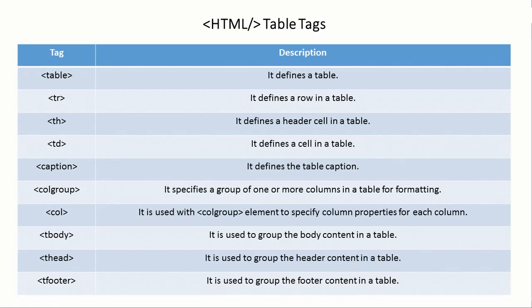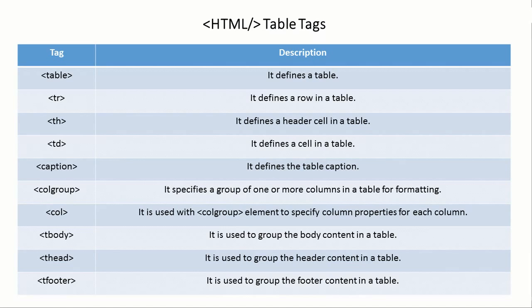Next will be caption, that defines the caption of the table, right? After that we have colgroup. If you want to combine or specify a group of one or more columns in a table for formatting, we can use this particular tag. Next is the col tag. It is used with colgroup elements to specify a column's properties for each column. Next will be tbody. It is used to group the body content in a table.